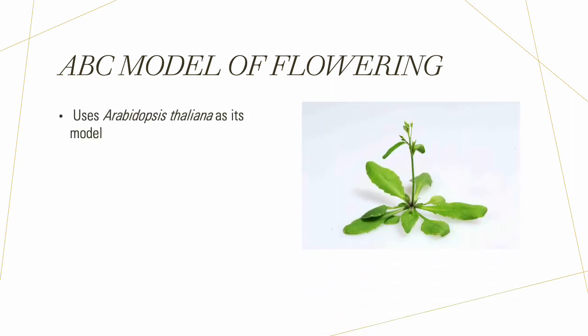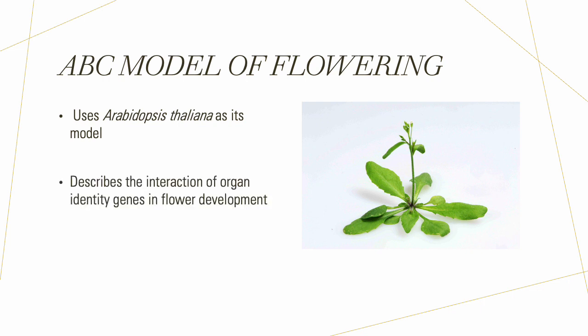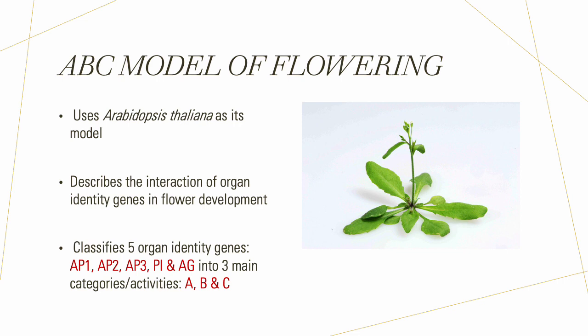Now, this model uses Arabidopsis thaliana, and you must know that this is a diploid plant known as the model plant for most plant research. This model of flowering describes the interaction of organ identity genes, that is, how the five organ identity genes I just mentioned, AP1 to agamous, are responsible for the formation of the floral whorls. So five organ identity genes are there in Arabidopsis: AP1, AP2, AP3, PI, and agamous.